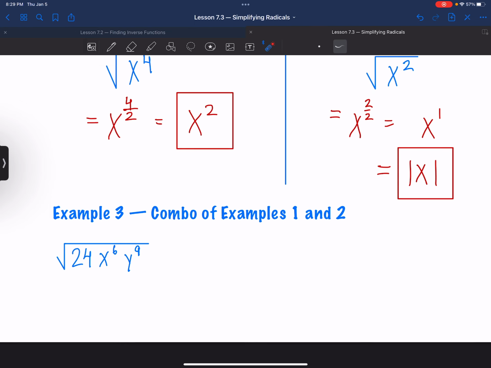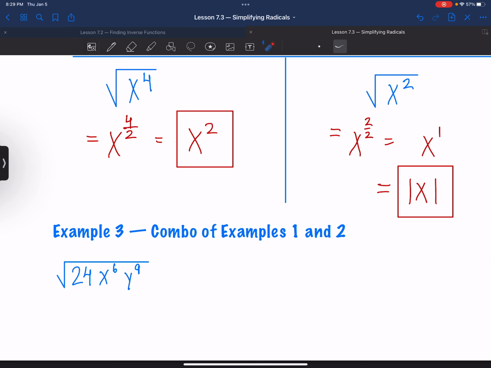Okay? All right. Let's look at a combination of examples 1 and 2 here. So I've got the square root of 24 x to the power of 6, y to the power of 9. Now, the way I do these is just break it apart. And so we're just going to take this piece by piece. Let's say here's square root of 24. Well, square root of 24 is square root of 4 times 6, which is square root 4 times square root 6. And of course, the square root of 4 is 2. So this is 2 root 6. So I know that this piece of the radical is going to simplify to 2 root 6.